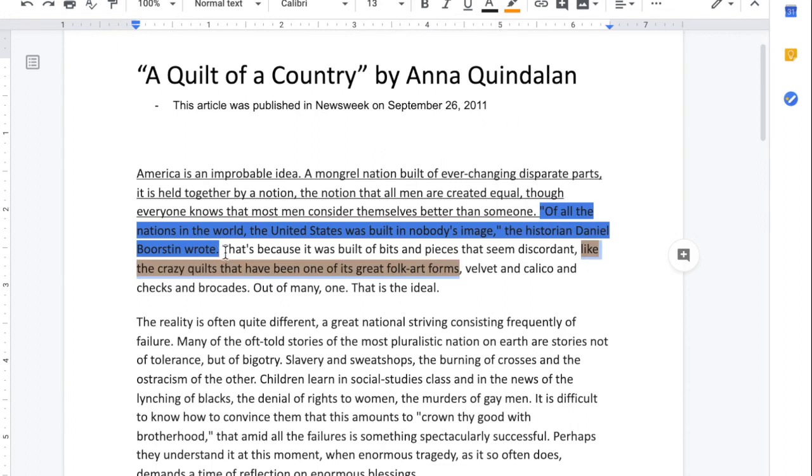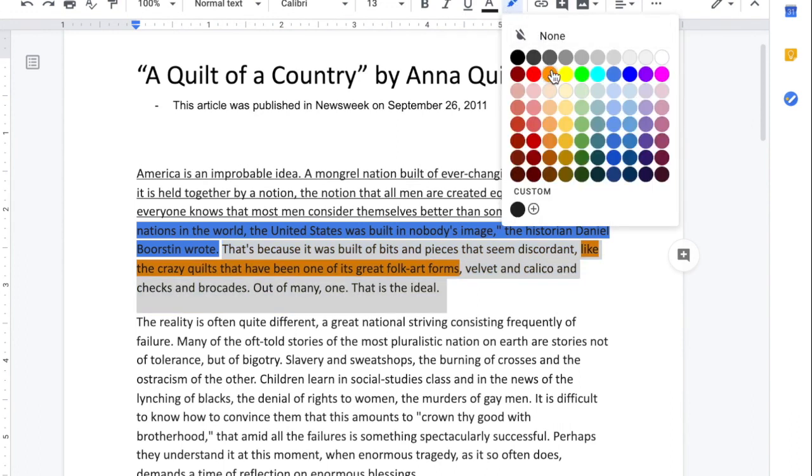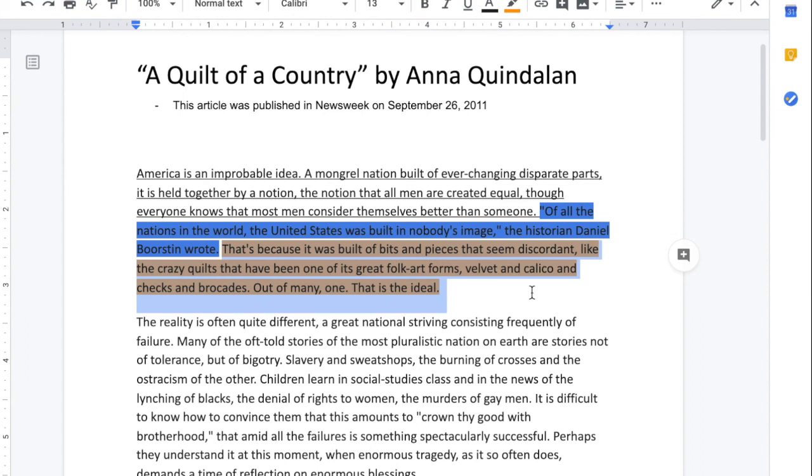When I think of handmade quilts, personally, I think of my grandmother who actually handmade the quilt that I currently have on my bed. So it creates a positive tone. It's a positive tone that she's applying to the notion of the American dream. She's wanting us to think that the notion that America is built of many different parts is a good thing. It's a positive thing. So it's effective language. Highlight that in orange.